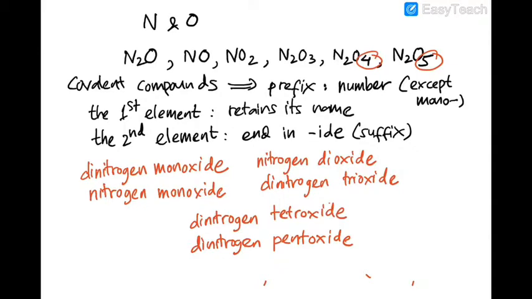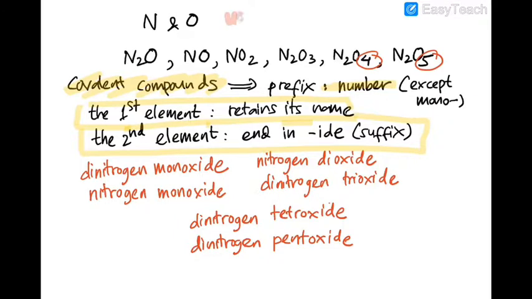So you see it's different for covalent compounds. In this case, it's very important to put the number, unlike the ionic compounds, where sometimes you don't have to put any number at all. And how we name them is that the first element retains its full name like that, while the second element ends in "ide."